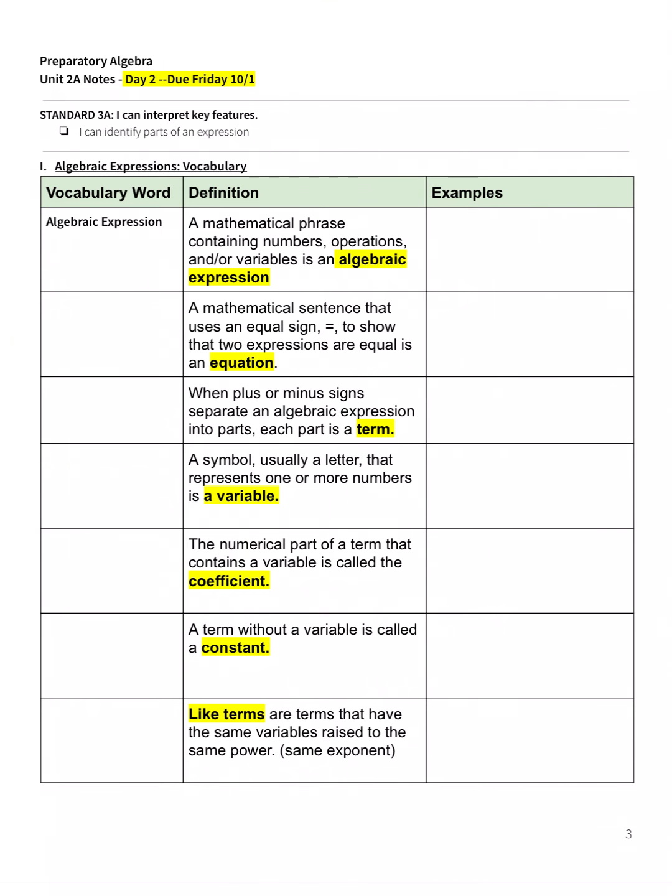But first thing that we need to understand is the word variable. A symbol, usually a letter that represents one or more numbers, is a variable. So our definition is here. The definition of a variable is, it is a symbol or a letter that represents an unknown number. So when we don't know what the number is, we put in a variable because it's a mystery. We don't know what it is.